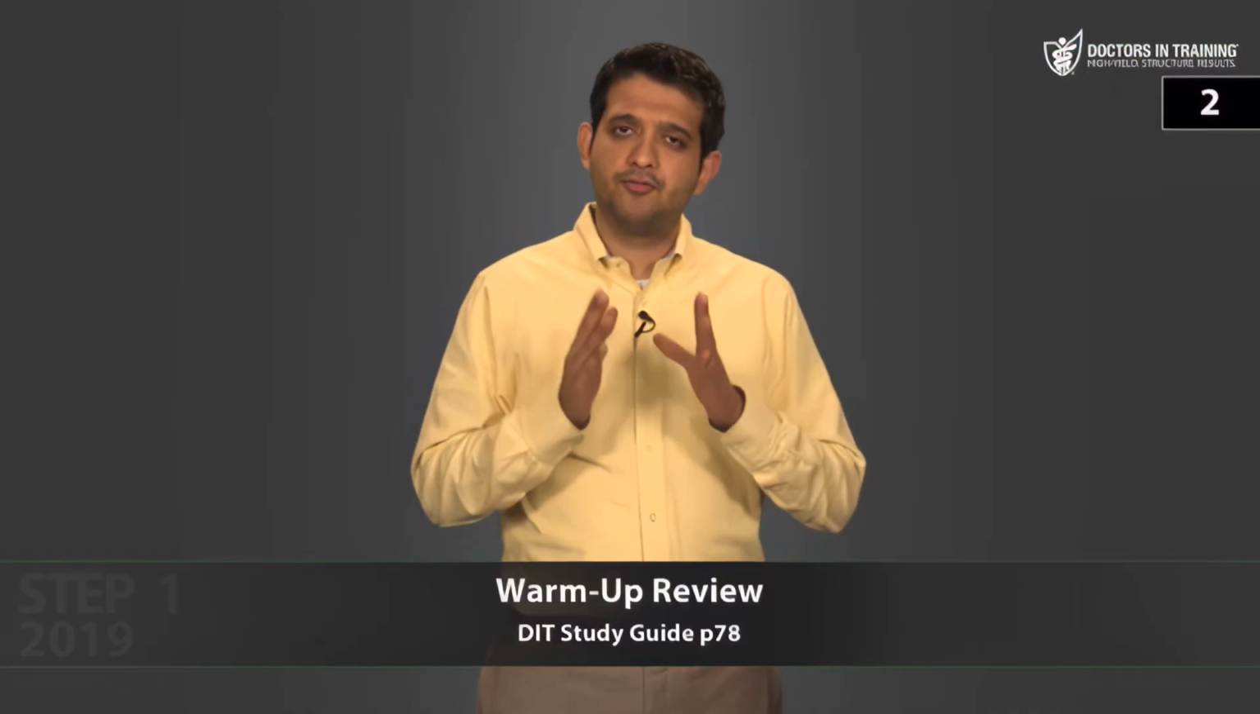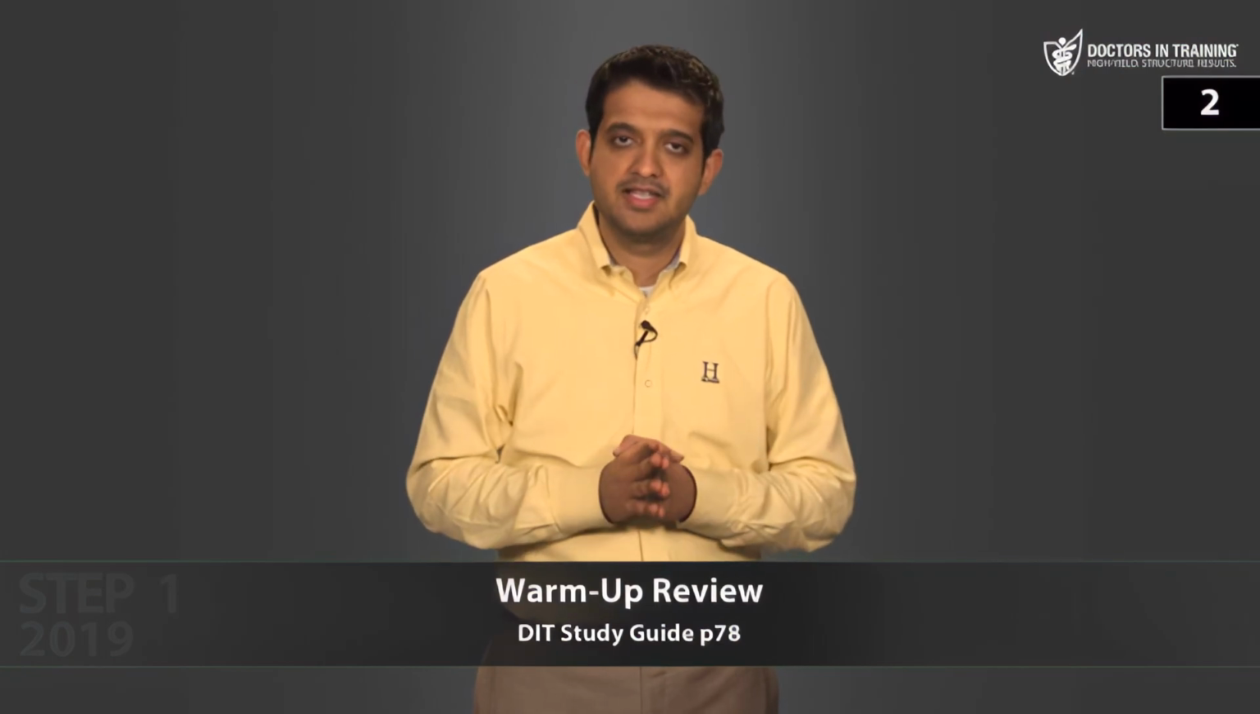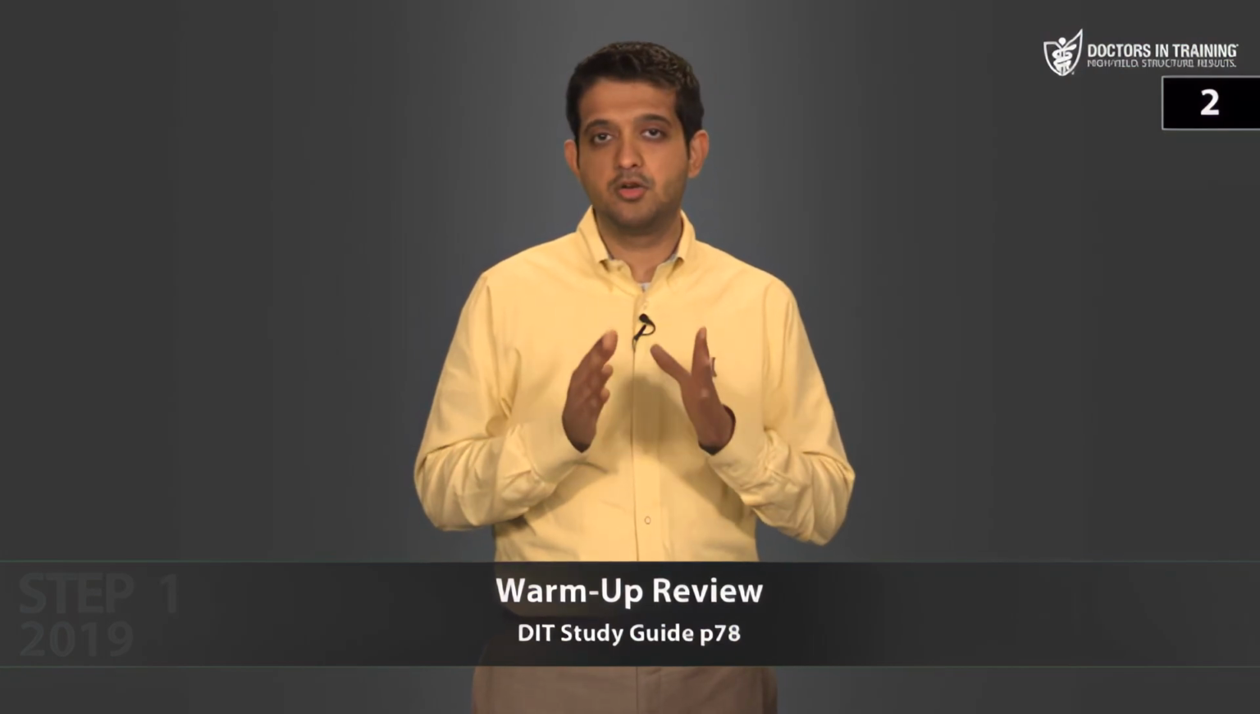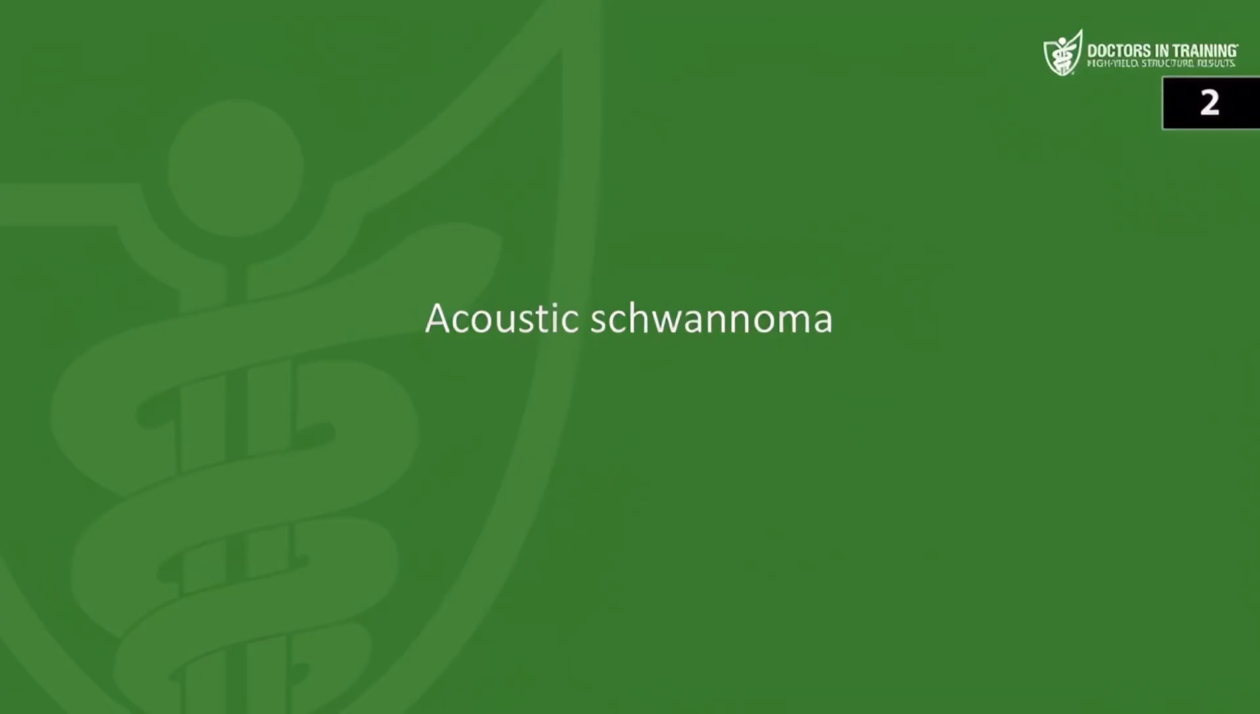Next question. A 43-year-old man presents with symptoms of dizziness and tinnitus. CT shows enlarged internal acoustic meatus. What is the most likely diagnosis? That would be an acoustic schwannoma in this case.